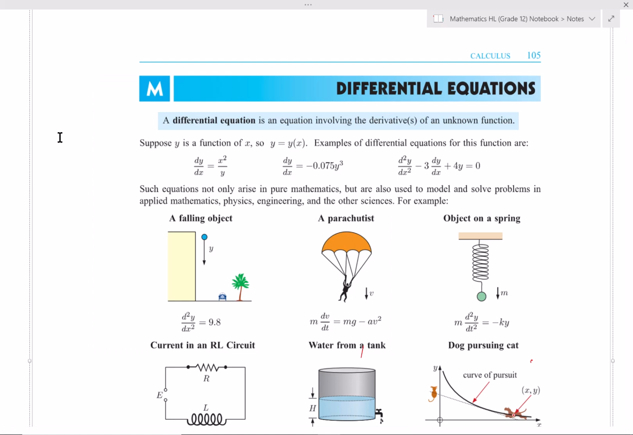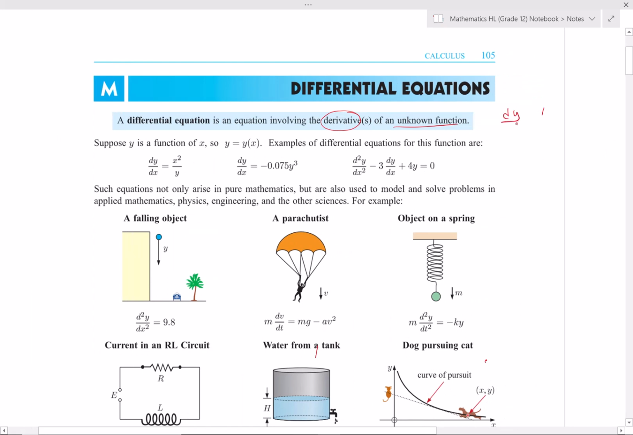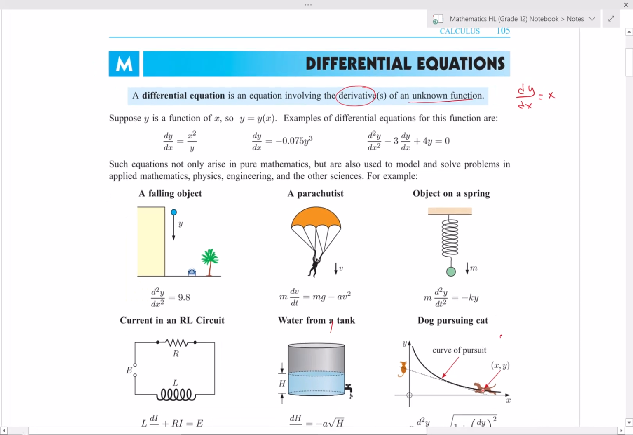So basically a differential equation is any equation involving the derivative of some unknown function, right? Really, you've already looked at differential equations. You have studied these before. For example, a very simple differential equation is this: dy/dx equals x. That is a differential equation because it involves a derivative of this function y, which we don't know.